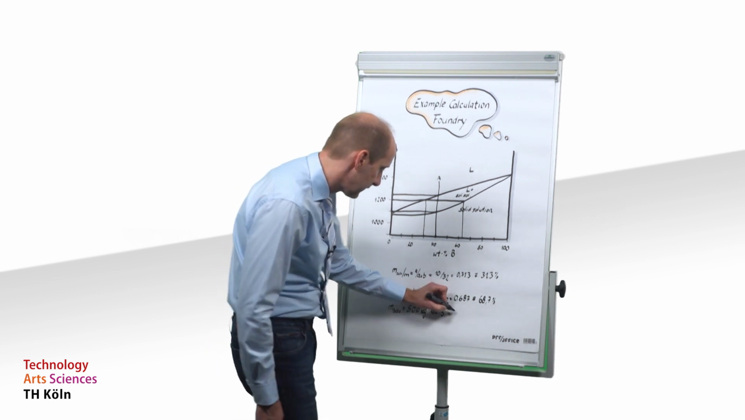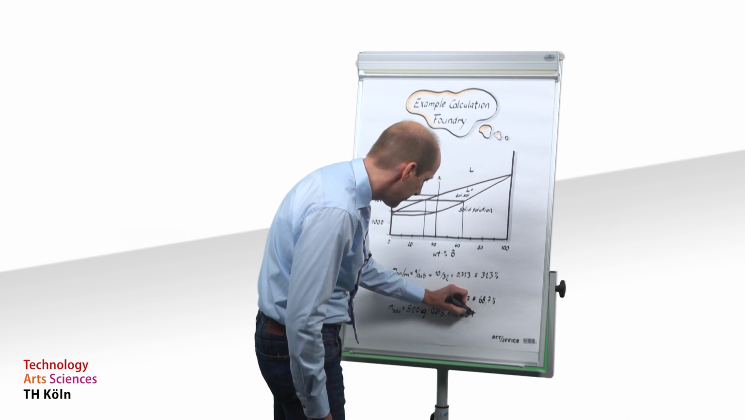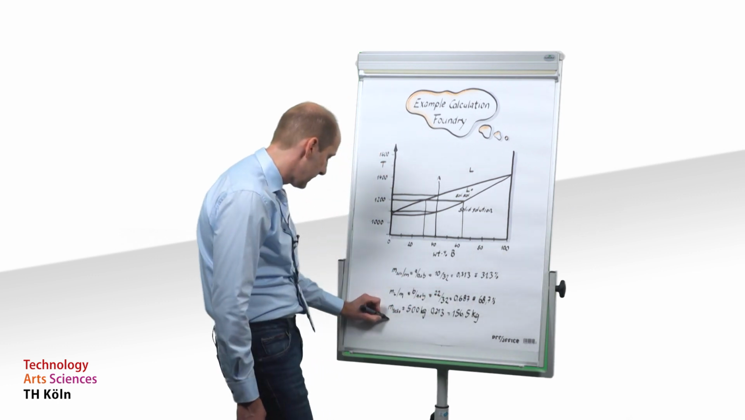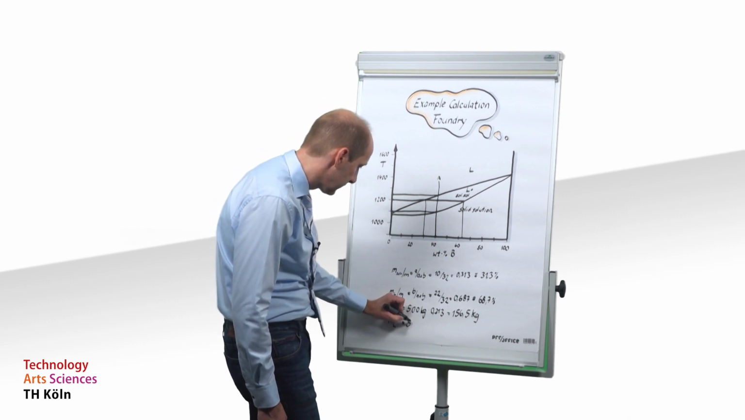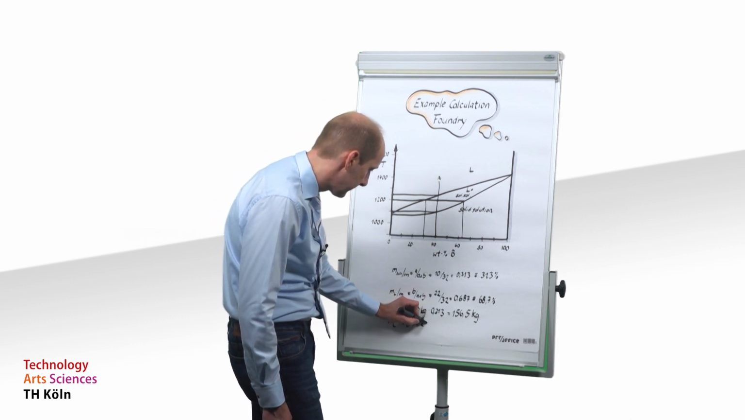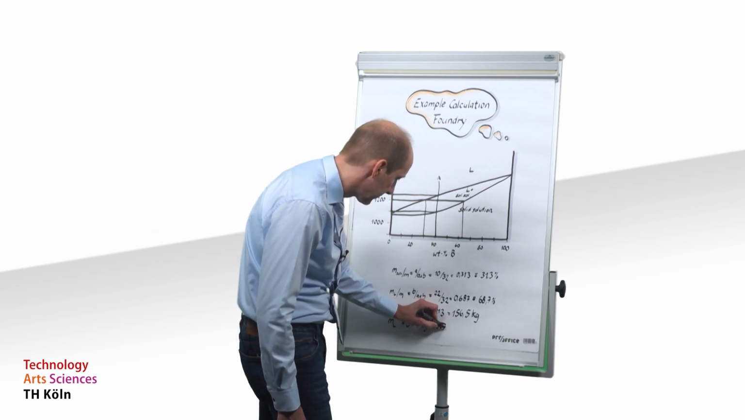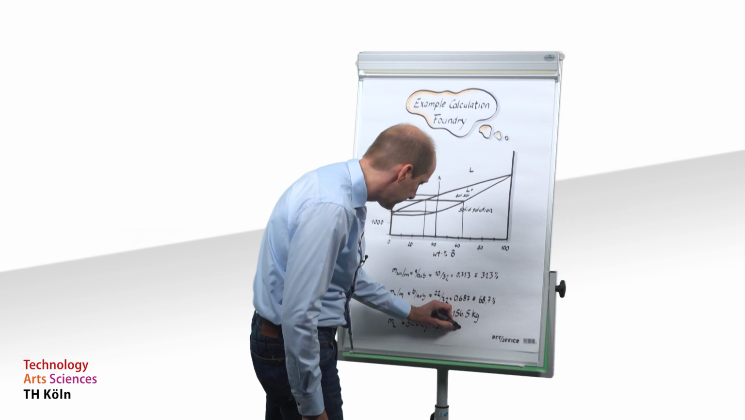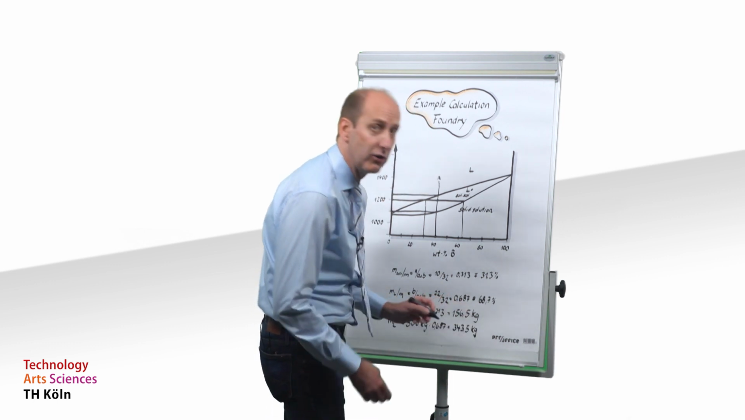To calculate the mass of solid solution, we have to calculate 500 kilogram times 0.313 equals 156.5 kilogram. And for ML, 500 kilogram times 0.687 equals 343.5 kilogram.